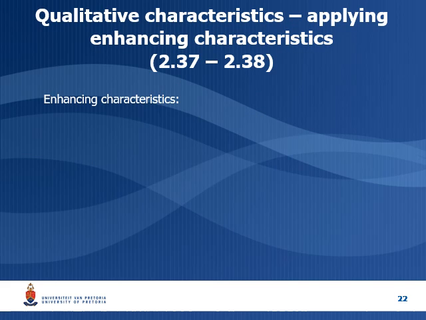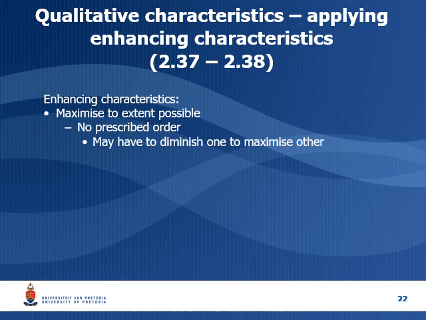The enhancing characteristics should be maximized to the extent possible. Now, the application of these characteristics does not follow a prescribed order. In other words, one characteristic is not more important than the others. Now, sometimes one of these characteristics may have to be diminished or reduced to maximize another qualitative characteristic.